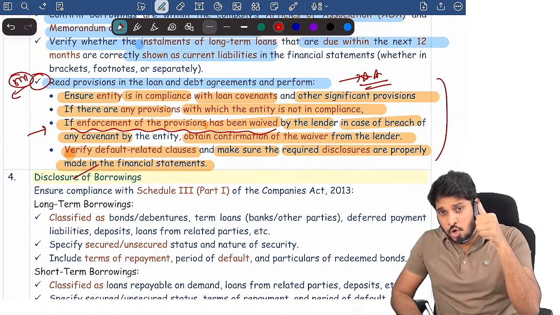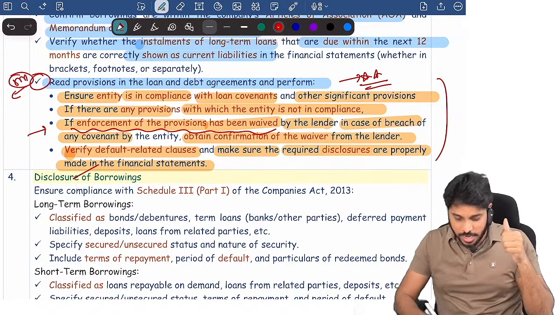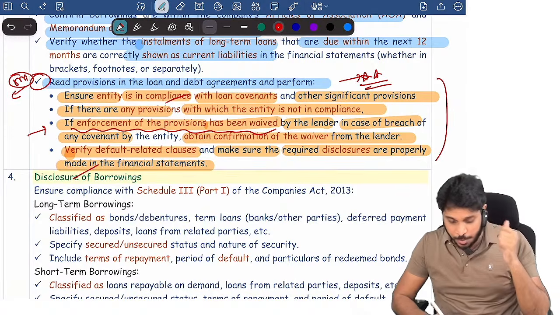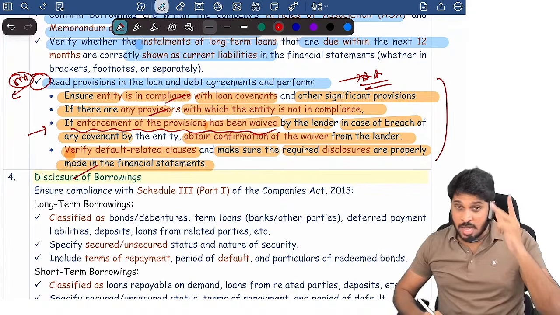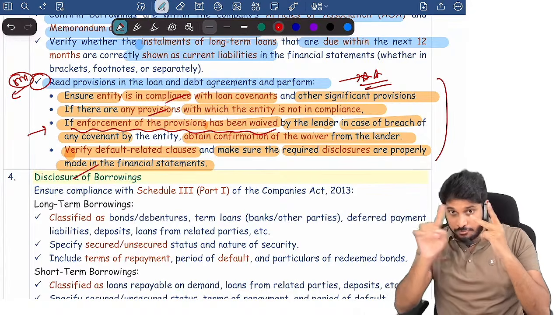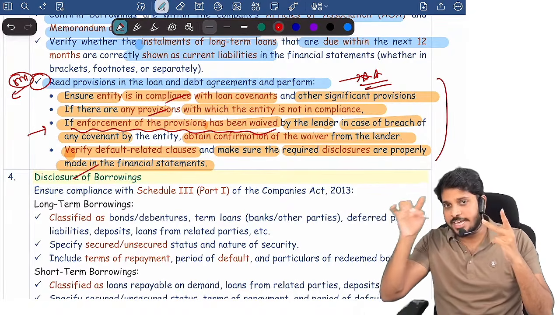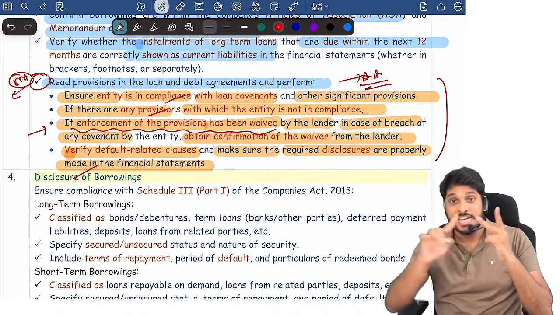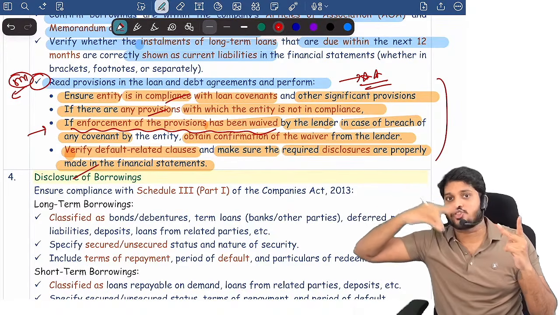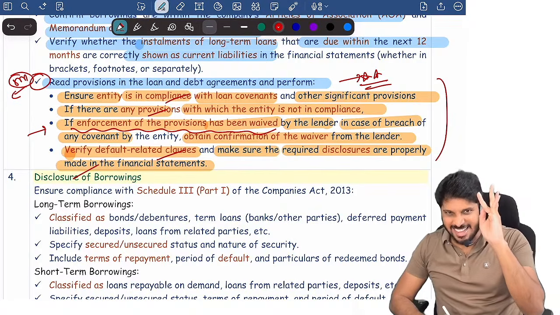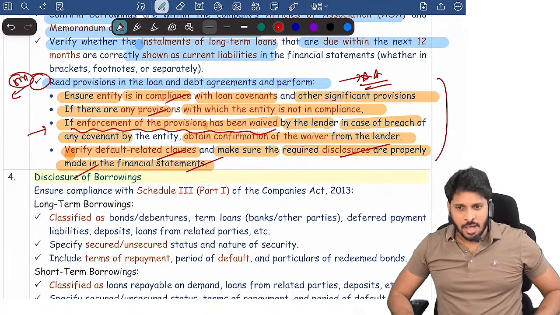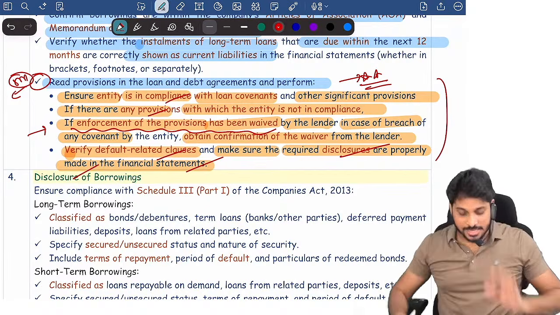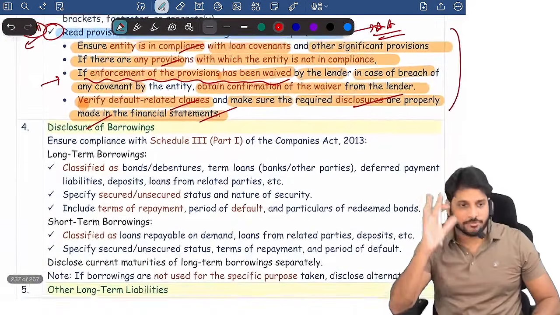See that all the loan covenants were complied. See that the entity is complying with the loan covenants, and whether there is any non-compliance. For any non-compliance of any covenants, any terms and conditions the company has not complied with, see whether the lender waived any charges or penalty, and see whether there is any default related clause, and make sure disclosures are correctly made. That's it, guys. That's relating to valuation of borrowings, guys.